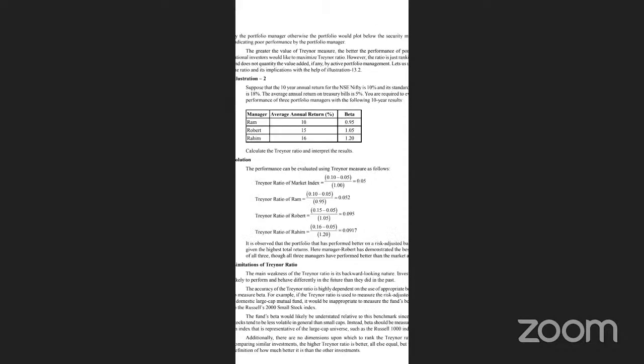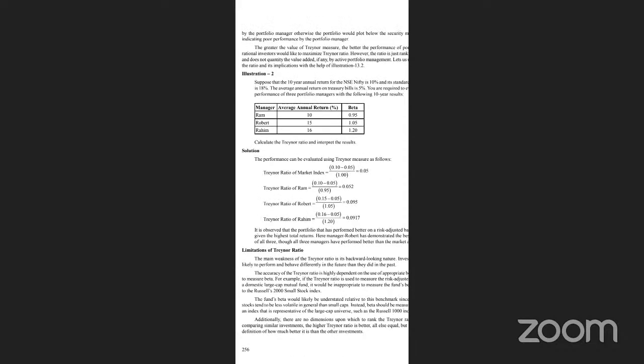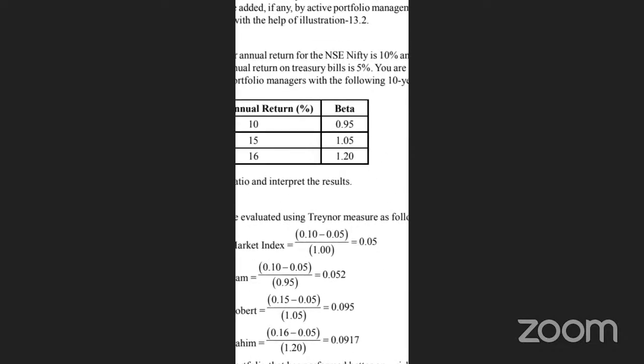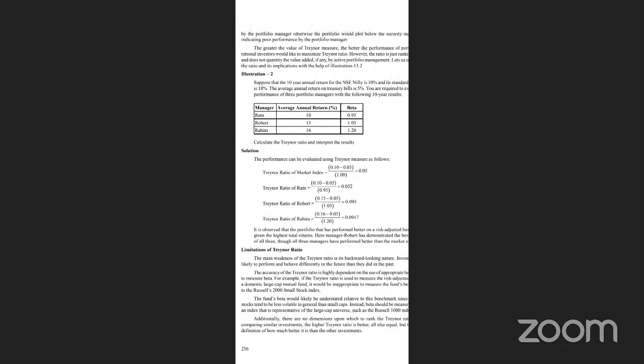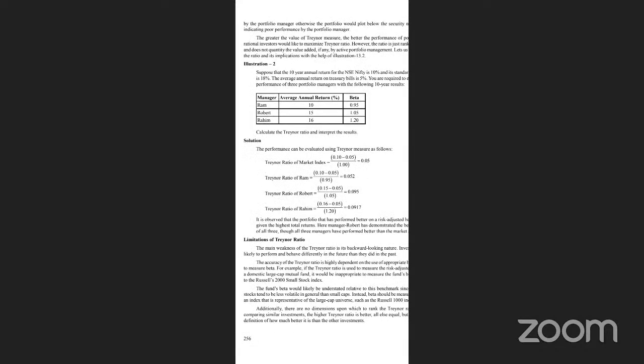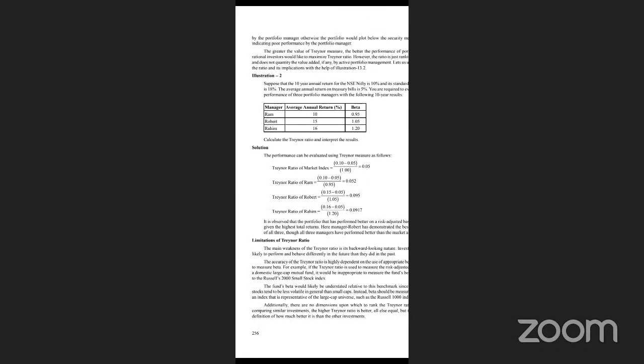So it is observed that the portfolios that performed better on a risk adjusted basis have not been given the highest total return. No one is having the highest total return. Why? Because here the beta is very high. Always your beta should be less than 1. But here they are having 0.9, 1.05 and 1.0. So that's why they have high risk on their portfolio. Got it, ma'am? Yes, this is according to the Treynor ratio.